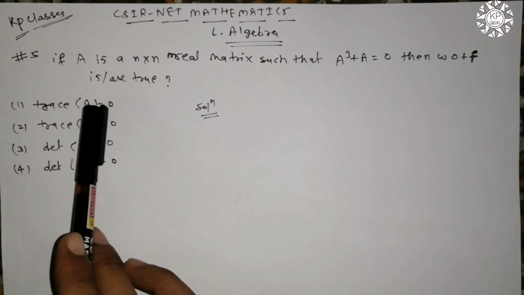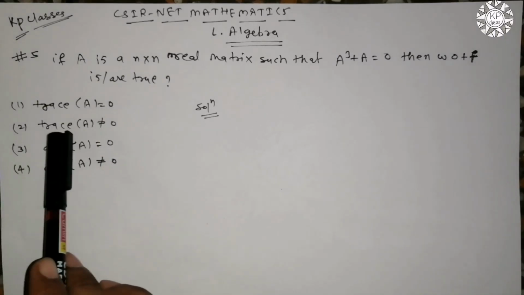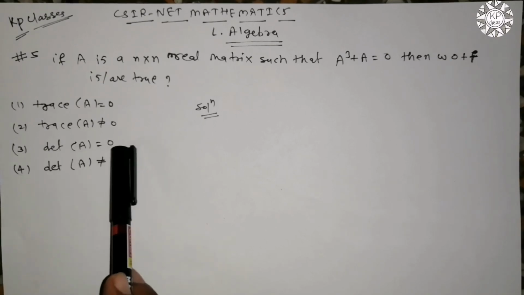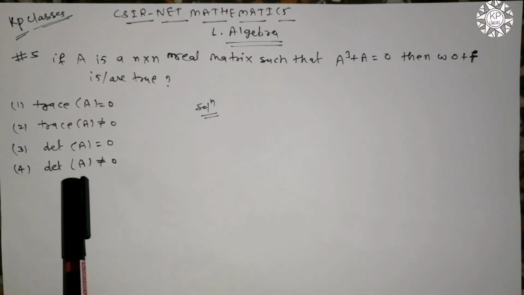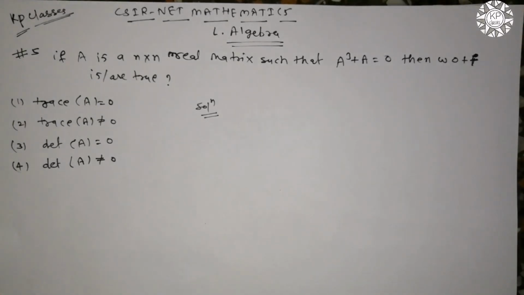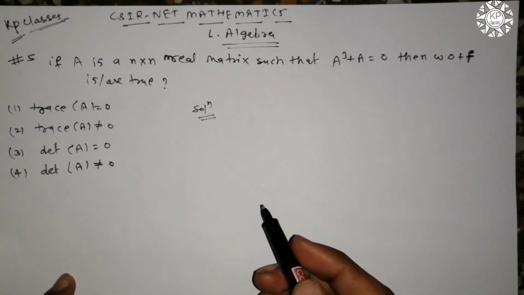Option first is trace of A equals 0. Option second, trace of A not equal to 0. Option third, determinant of A equals 0. And option fourth is determinant of A not equal to 0. Okay friends, let's start the solution.